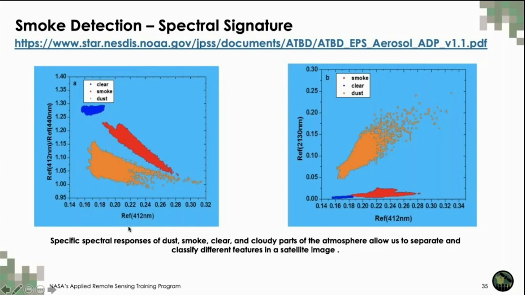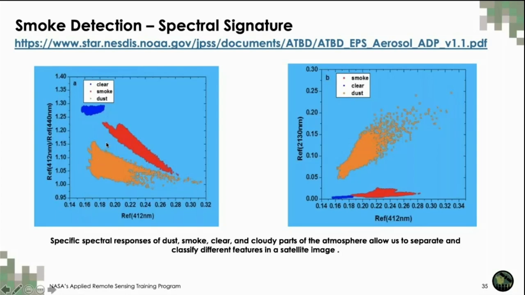What you see here on the left is the reflectance measured at 412 nanometer on the x-axis, and the ratio of 412 to 440 nanometer, which is a blue channel, on the y-axis. There are three different types of features which were manually picked to make this plot. One is the clear sky, blue, which shows very small reflectance, 15-16%, but the ratio of blue 412 to 440 is very high, larger than 1.24. And then the smoke, which is the red color pixels, and then the dust on the right.